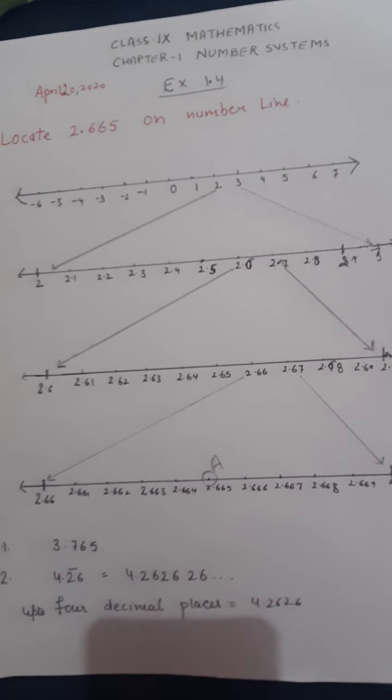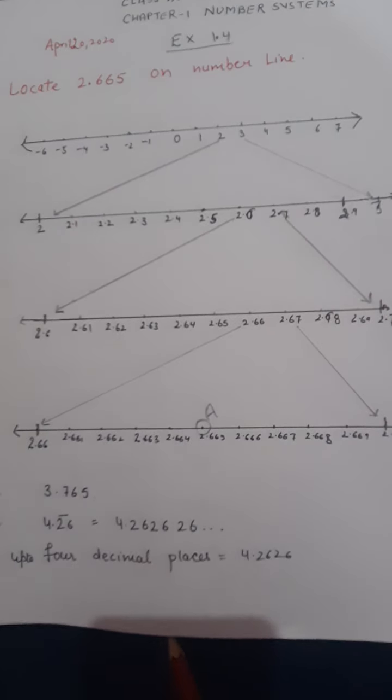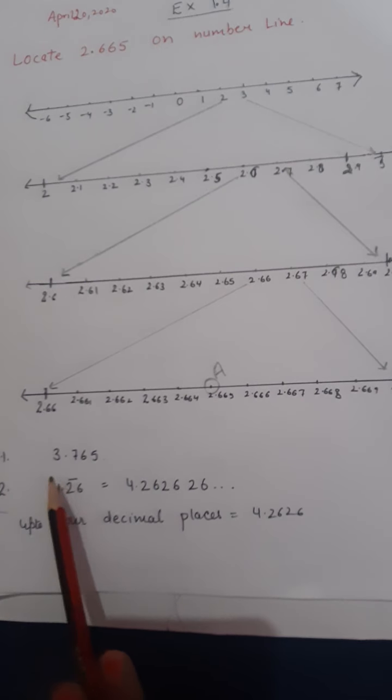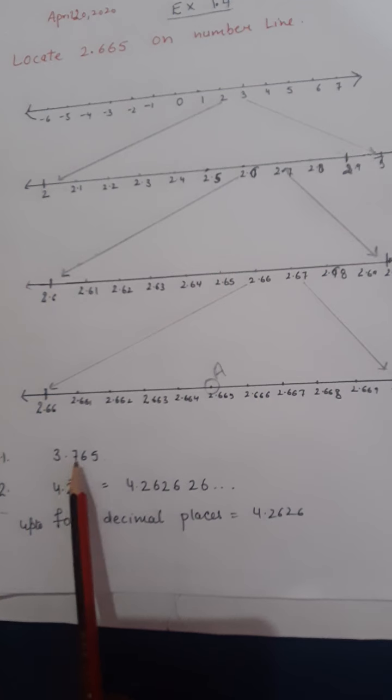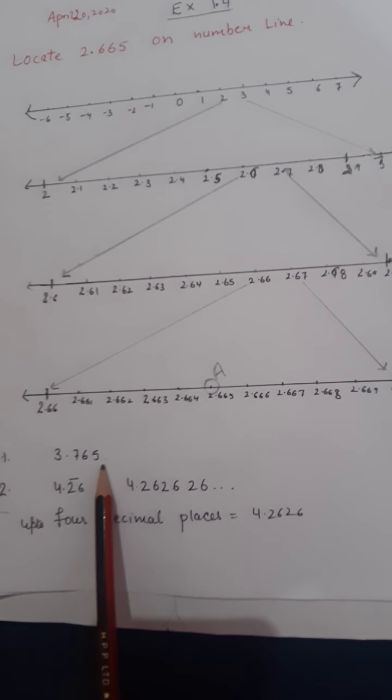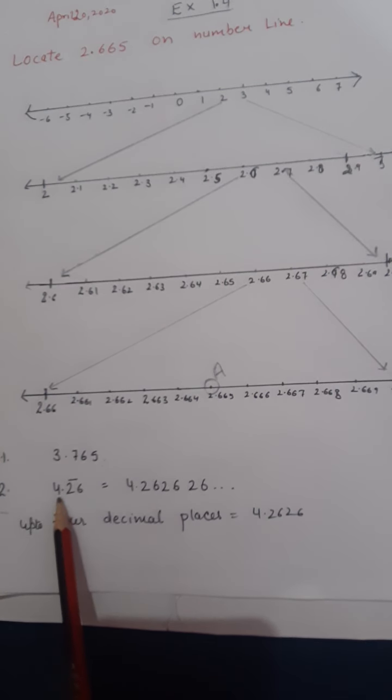You have two questions in your exercise. The statements are: first question, 3.765. This is up to 3 decimal places. And the next question is 4.26 bar, right? And you are asked to represent or visualize this number up to 4 decimal places.